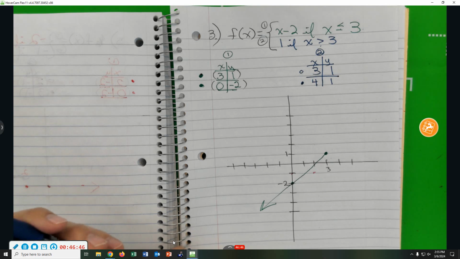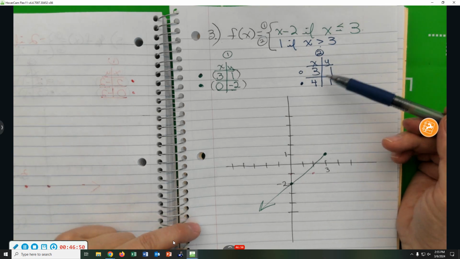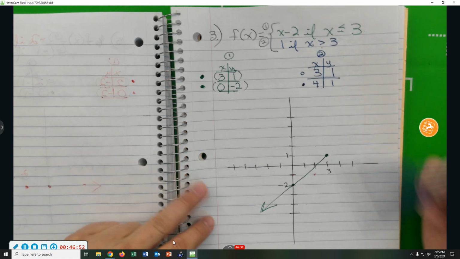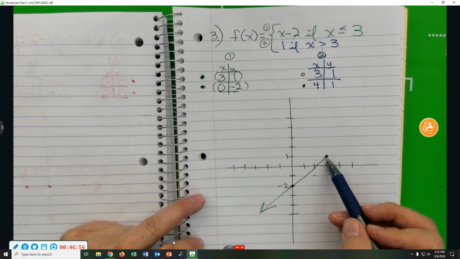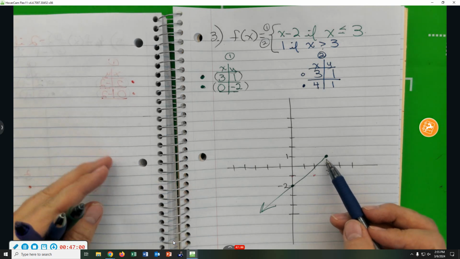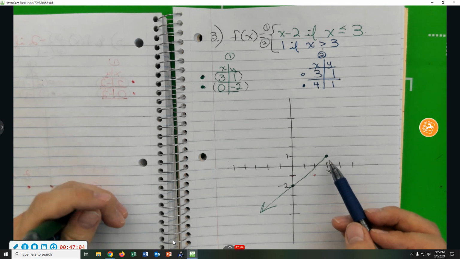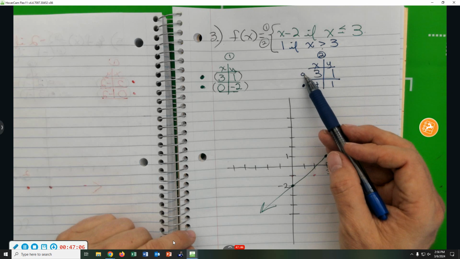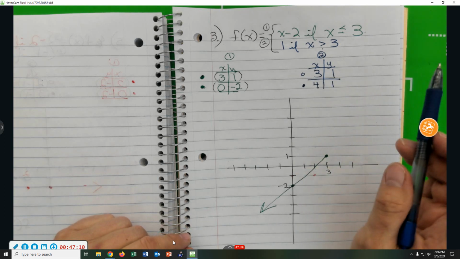Something interesting is about to happen. We go to the ordered pair (3, 1), intending to put an open dot there, and what do we discover? You already have a closed dot. If you have an open dot and a closed dot occurring at the same spot, your graph has a closed dot. That open dot is saying (3, 1) isn't on the graph, but wait a minute, yes it is.